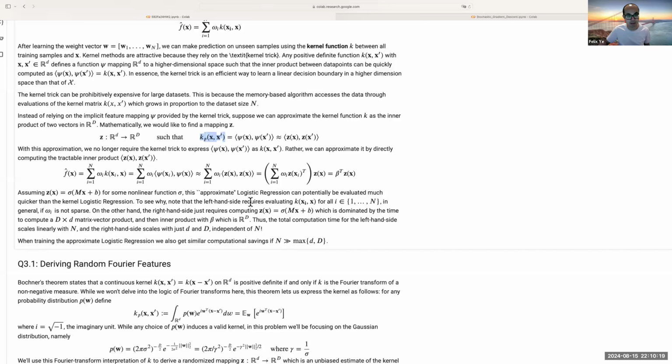you can see why this is important, because evaluating this whole thing on the left, in general, the omega_i will not be sparse. On the other hand, the right-hand side just requires computing something dominated by a D by d matrix vector product. Then we can just do the inner product with beta and the Z's right here. So the total computational time for the left scales linearly with N, but the right-hand side only scales with the little d and the big D.